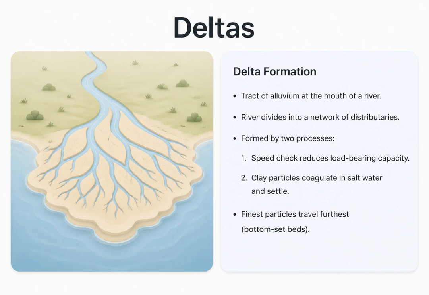At the very end of its journey, the river meets the sea or a lake and forms a delta. This is a massive tract of alluvium built up at the river's mouth. Two things cause this massive deposition. First, the standing water of the sea acts as a wall, checking the river's speed and forcing it to drop its sand and silt. Second, a chemical reaction occurs where fine clay particles suspended in the fresh water coagulate upon hitting the salt water, clumping together and sinking to the bottom.